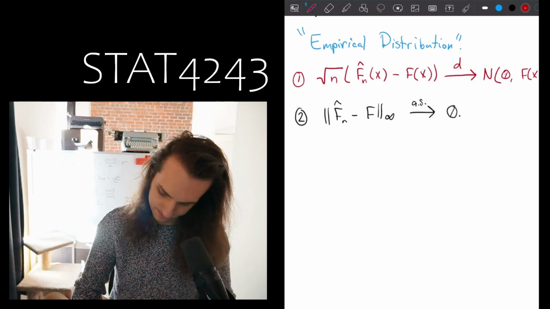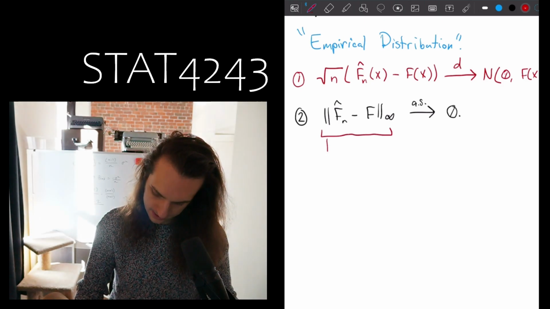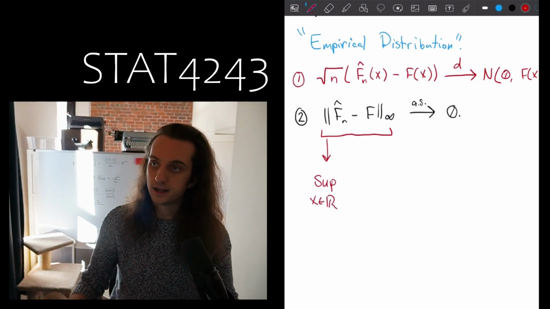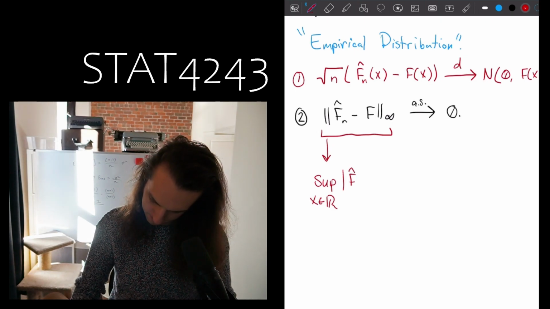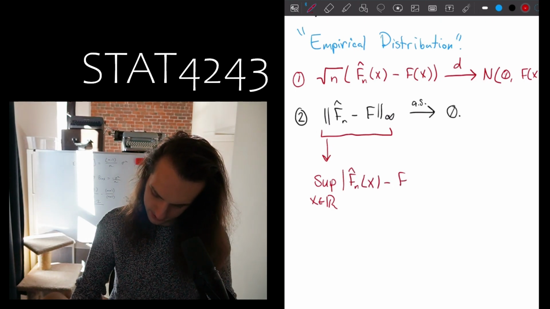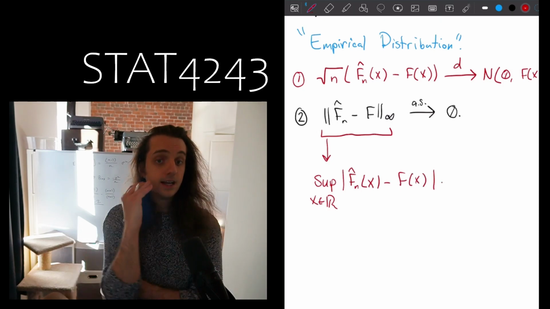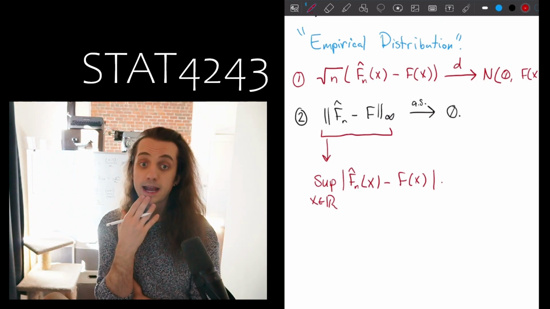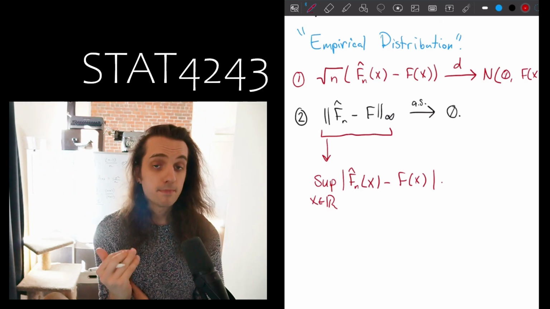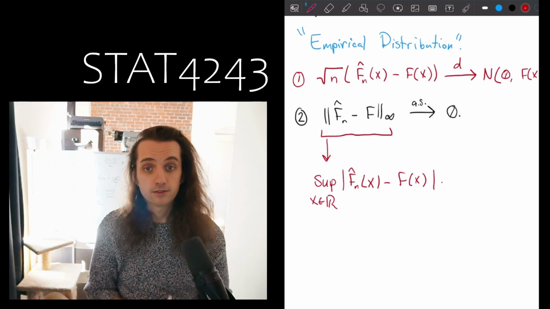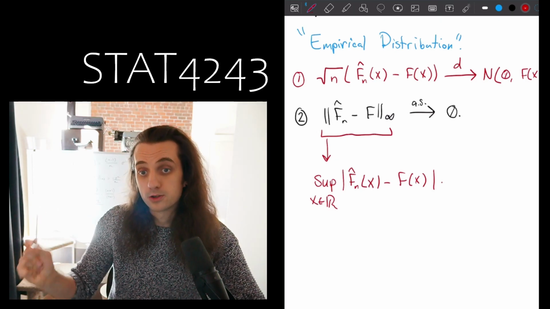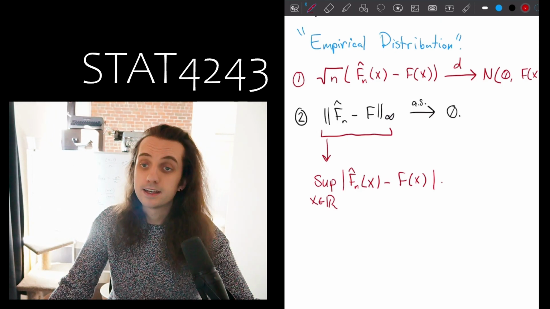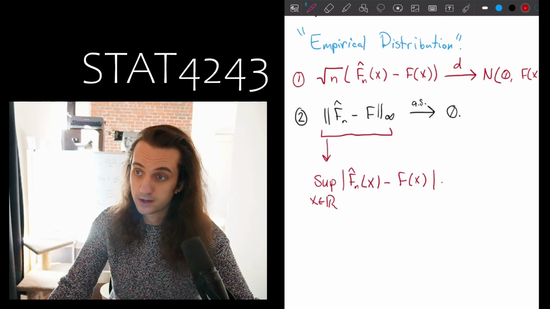Right, and so what am I actually saying here? Well, this right here we can take to be the supremum over x of the difference between the empirical CDF and the actual CDF. Remember that the supremum is an upper bound on the difference between these things, so it's sort of like saying the maximum value here. And so the maximum difference between these two for all of the possible values is going to converge almost surely to 0. Now, this is a much more powerful statement than the statement regarding pointwise convergence.